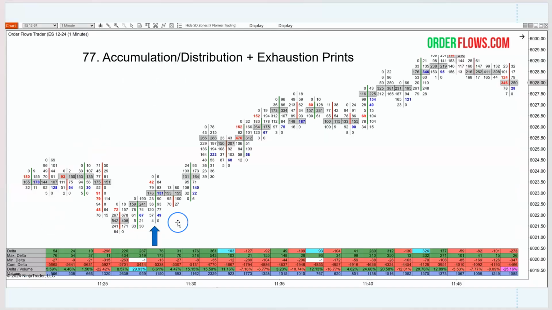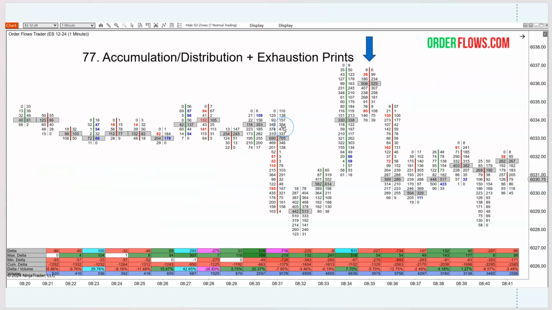Okay, so here you go, right? Accumulation taking place. It's a green candle, so I'm looking for accumulation. 176 is your heaviest volume in the bar, and you have an exhaustion print, 4. So when you notice the heavy volume coming in on the bid side of a green candle, look at the bottom of the bar. Do you have an exhaustion print? It's usually a good sign of a potential market move.